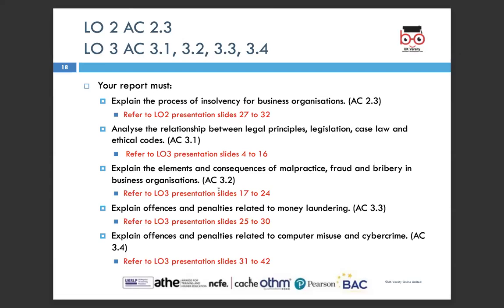Explain the elements and consequences of malpractice, fraud, and bribery in business organizations. Malpractice and fraud, poor lending practices: discuss the consequences of irresponsible lending, such as predatory lending practices and excessive interest rates. Then we talk about bribery. Explain the legal prohibitions against offering bribes to government officials or competitors to gain an unfair advantage.